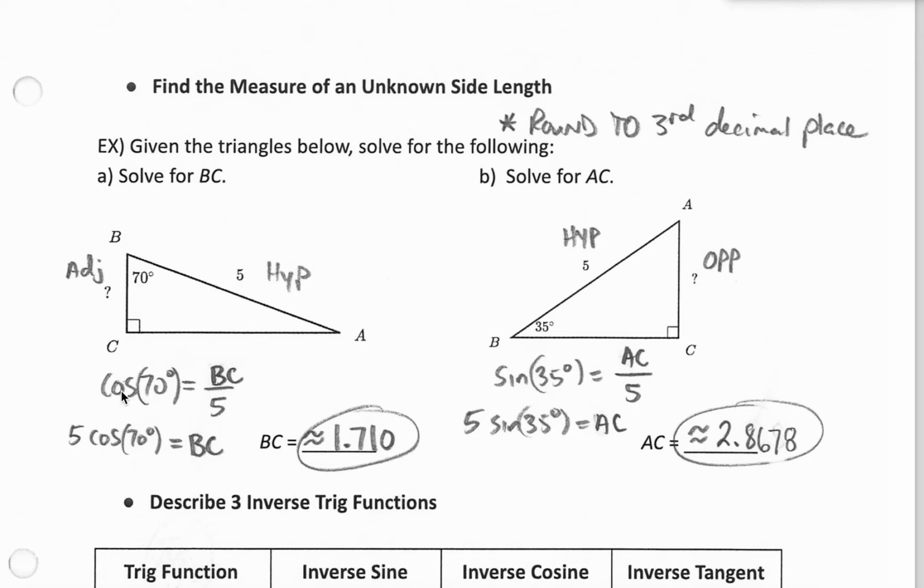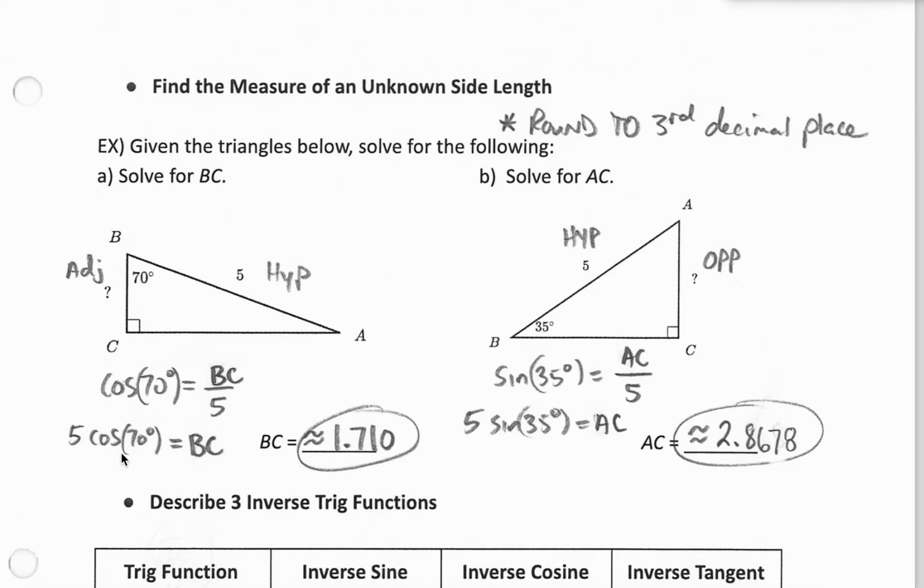So the angle is 70. We got the cosine of 70 degrees equals the adjacent side, which we don't know. We could say it's x if you want, and the hypotenuse, 5. To solve for BC, we need to undo this division by 5, so let's multiply both sides by 5. So the side length must be whatever 5 times the cosine of 70 degrees is.